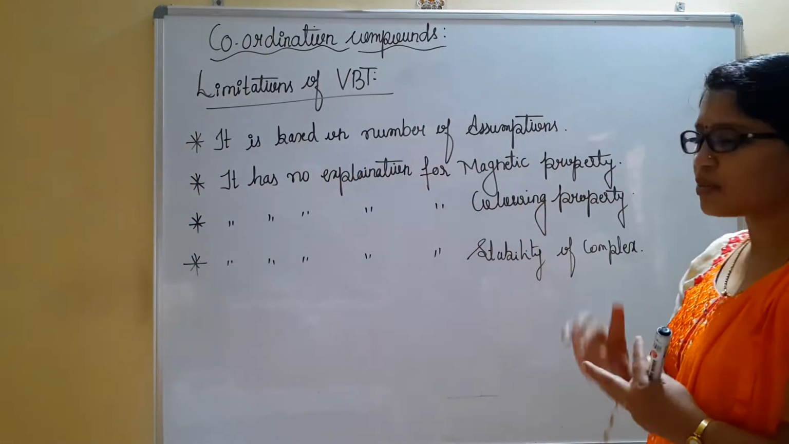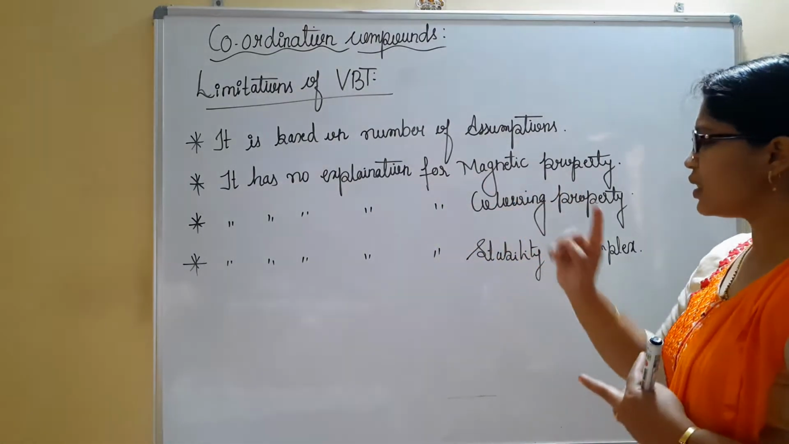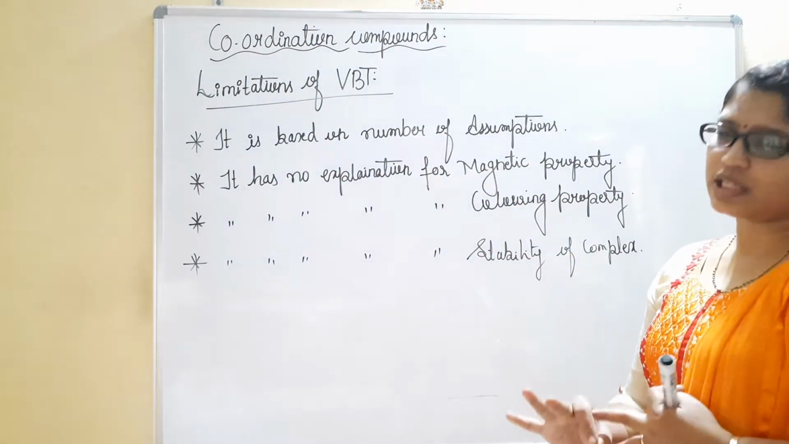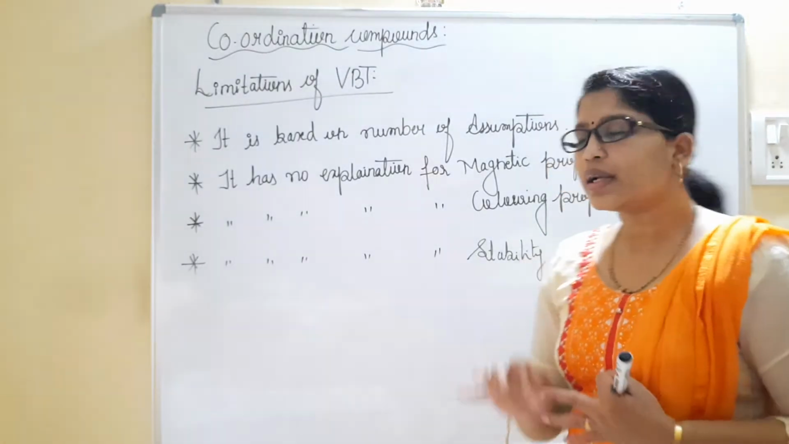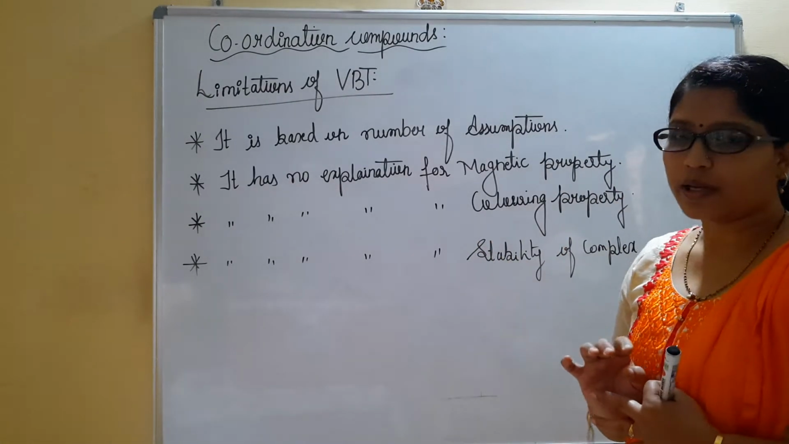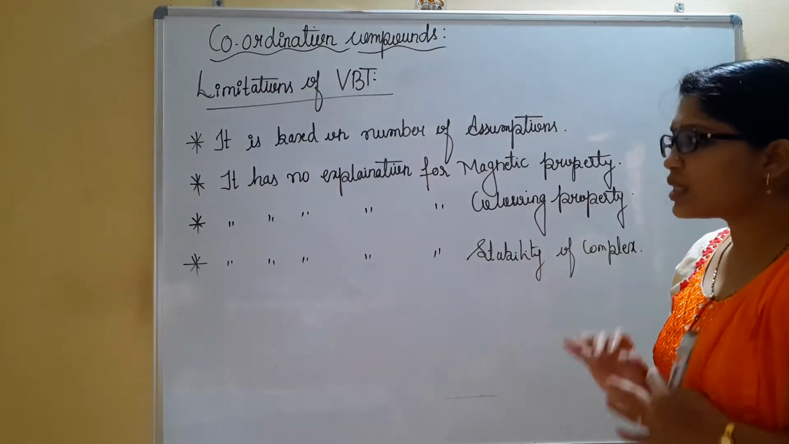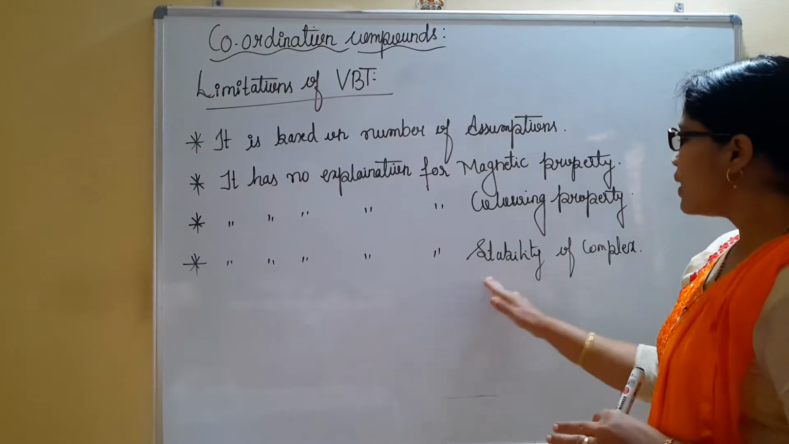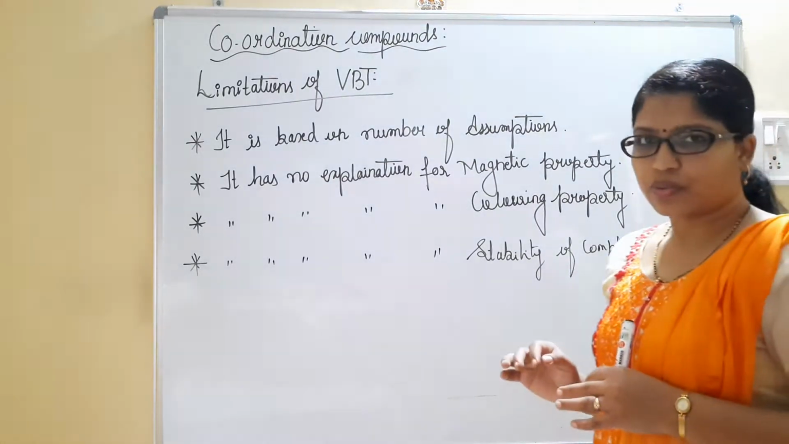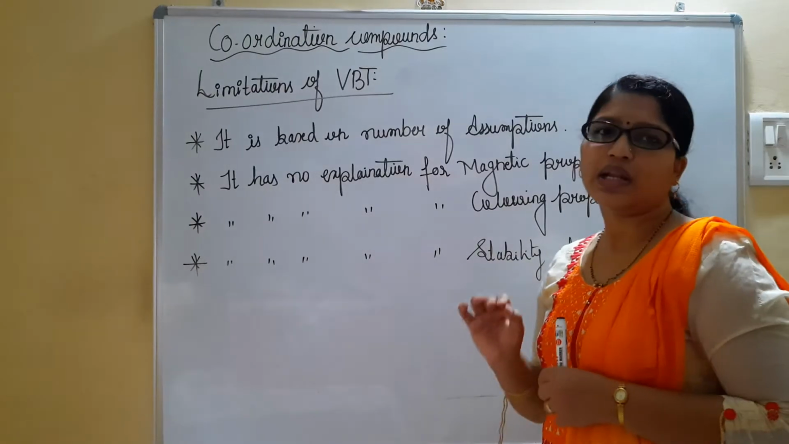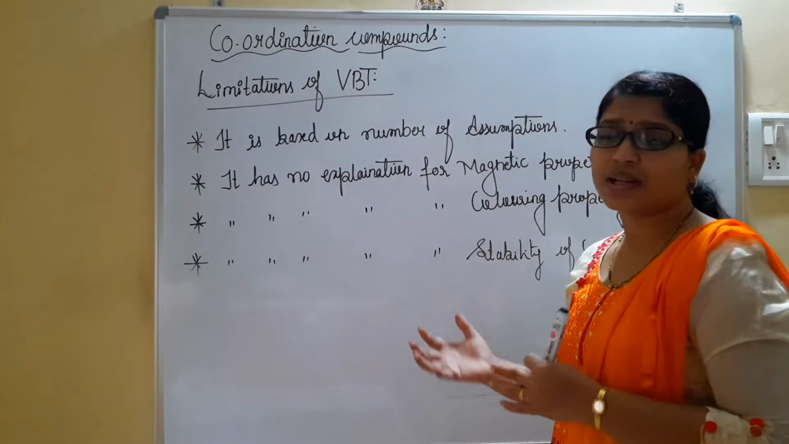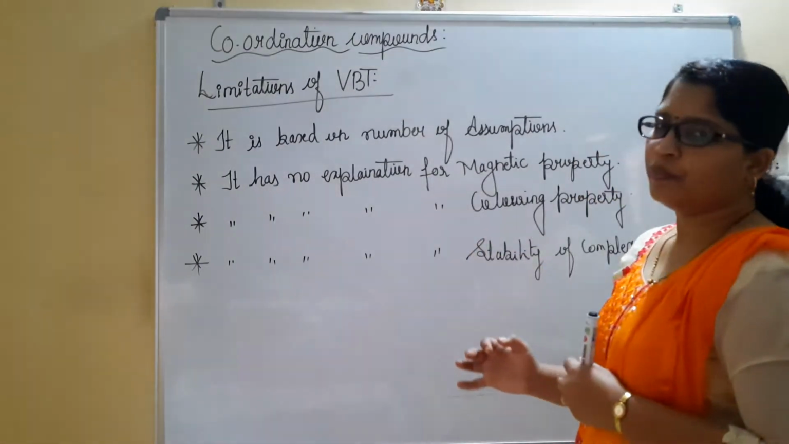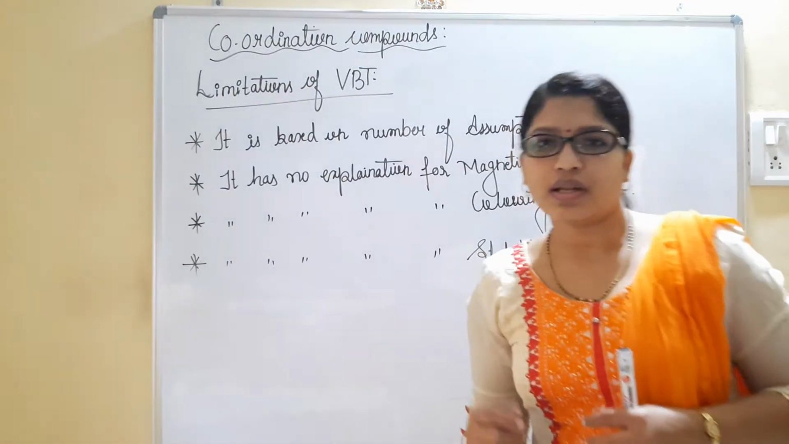So please do remember, very easy it is. First one is, it is based on a number of assumptions. Second one is, it couldn't give a proper explanation for the coloring property as well as the magnetic property. Lastly, it doesn't explain the stability of the complex also. So these all are said to be limitations. Most important limitations I have tracked here and have written. Please do copy this. We'll move to the next.